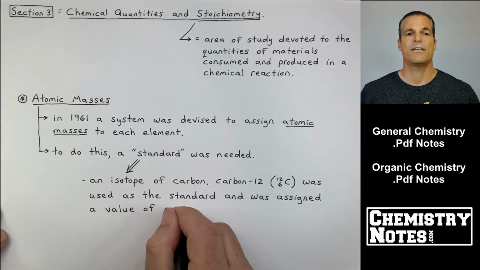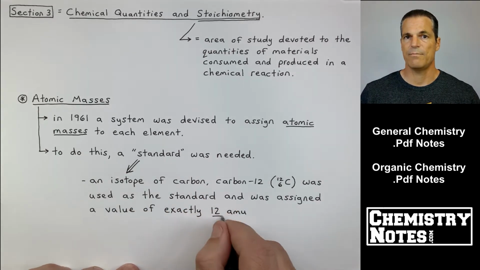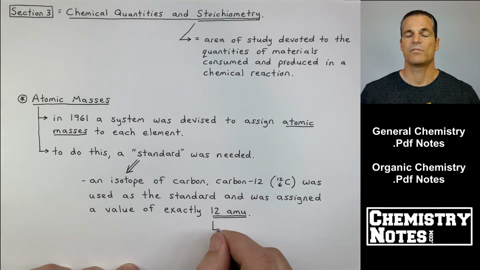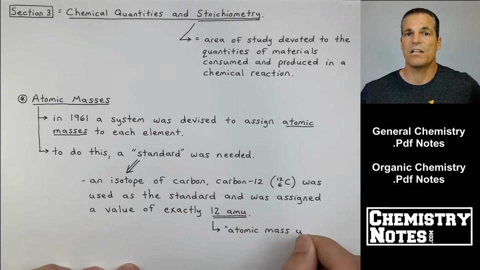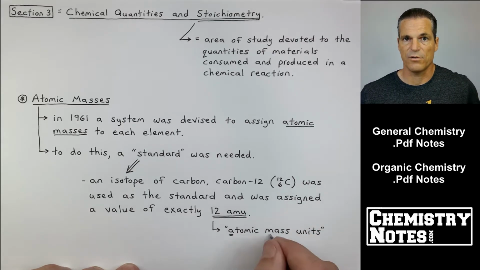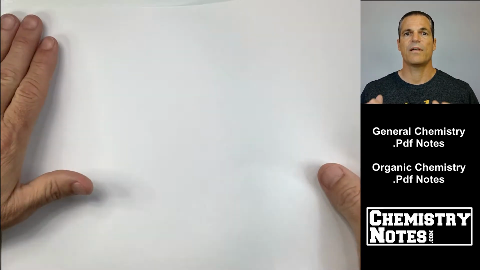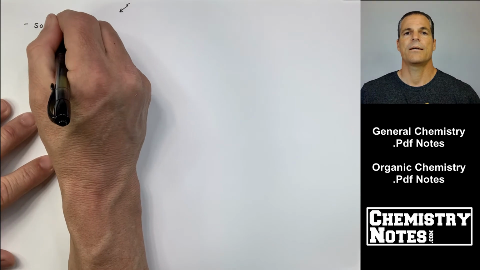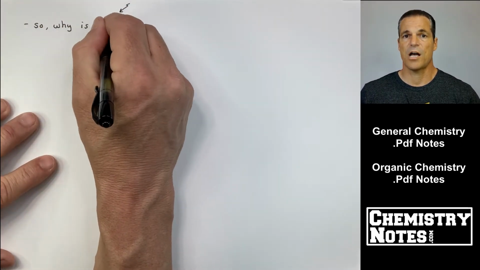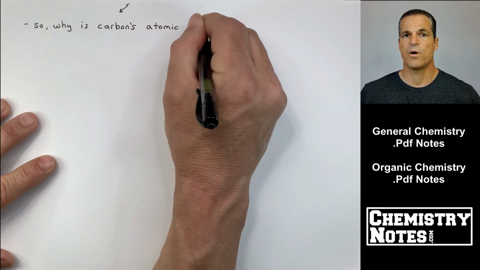And we assigned an atomic mass of exactly 12 AMU. Okay? AMU stands for atomic mass units. So now we have a standard from which we can compare everyone else to. We have just literally defined carbon 12 as having an atomic mass of 12 AMU. Okay? Now, at the top of page 2 of today's notes, we have the following question.